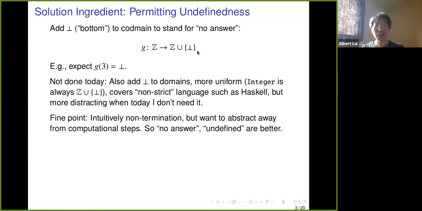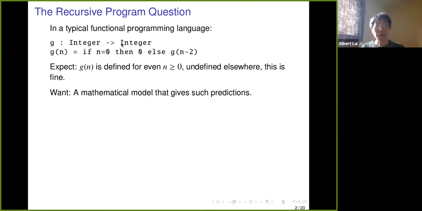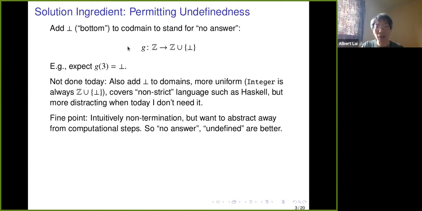So you go back and say, hey, so this codomain integer, we do that to the codomain. Why don't we also do that to the domain? Yes, in general, we should. It would also cover a lot of interesting language features, but it is going to be distracting if I do it to both the codomain and the domain. So for my very simple example, I will just do this.